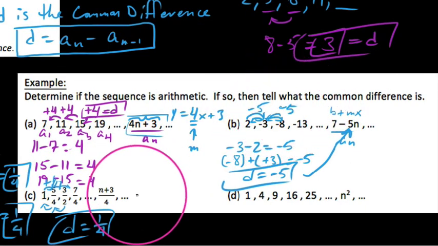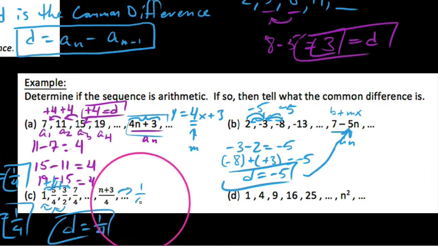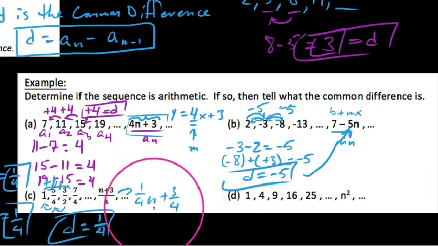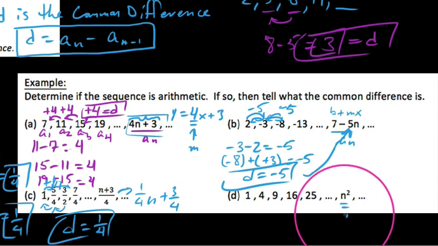So let's go ahead and take a look at, and by the way, this is a linear rule. We could write this as 1/4 n plus 3/4. So this looks very linear as well. This does not look linear for the rule for the nth term, but we're going to find this out because what I see here is this.